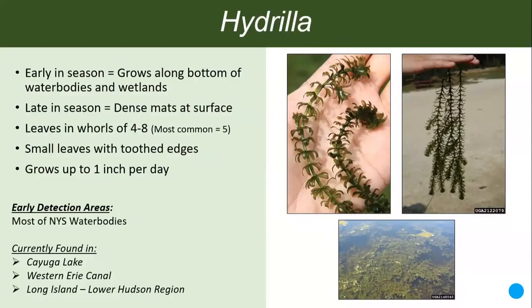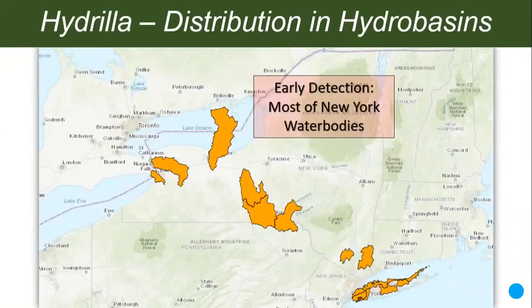Early detection areas are most of New York's water bodies, but it is currently found in Cayuga Lake, the Western Erie Canal, and the Long Island Lower Hudson region. Here is a map showing where Hydrilla is found in some of the hydrobasins in New York, and early detection areas would be anywhere outside of these hydrobasins.